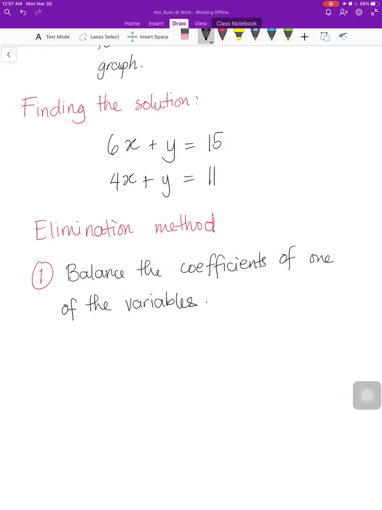Okay, what does that mean? So make sure that either x or y in both equations has the same coefficient. Coefficient would be the number in front of the letter. So in this case, we don't need to balance it because as you can see, y, both in equation 1 and equation 2, has the same coefficient of 1. So 6x plus 1y equals 15, and the other one is 4x plus 1y equals 11. So we can skip step 1 because it's already balanced. Now step 2 would be to eliminate the variable by adding or subtracting the equations.